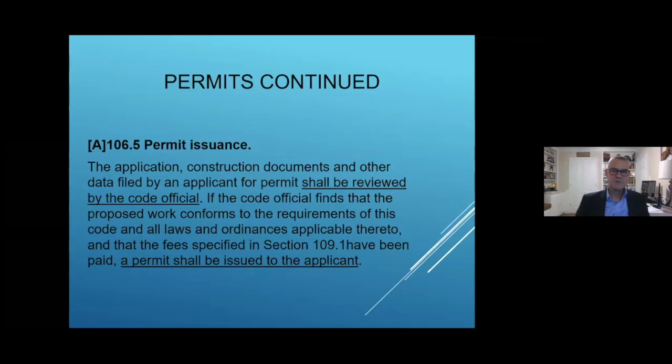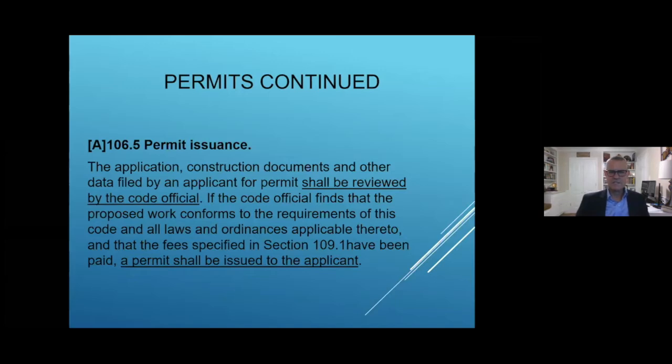Have to be reviewed by the local code official. That's a typical process across the country. I'm not aware of a lot of areas that don't require that to be the case. They usually have somebody dedicated that's a professional in the building construction world. That's their code official, and they review the documents, the permit applications.